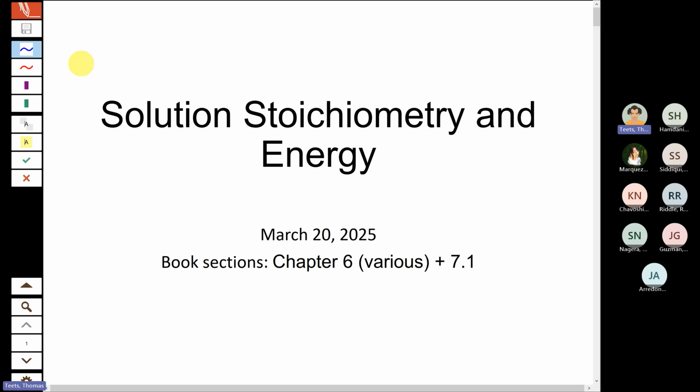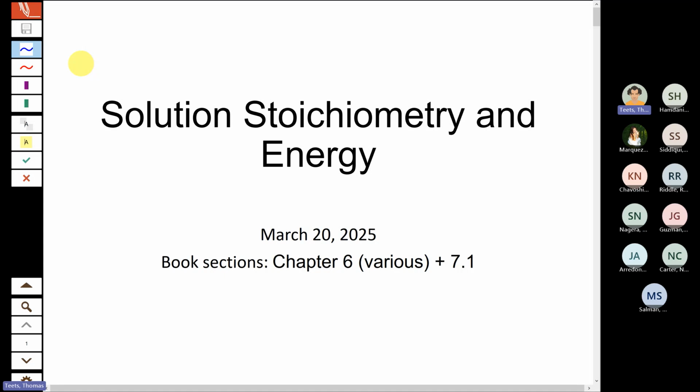All right, we're going to get started today with the last part of chapter 6, and we'll probably start on to chapter 7 a little bit today as well. So the main topic for today is going to be stoichiometry of chemical reactions that occur in aqueous solutions. So in chapter 6, we've been describing the different types of reactions that occur, and then today we're going to talk about how to do stoichiometry within that context.